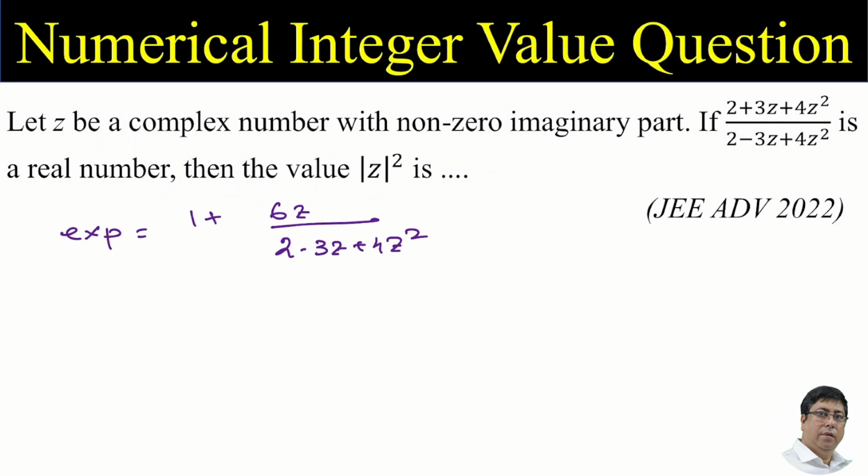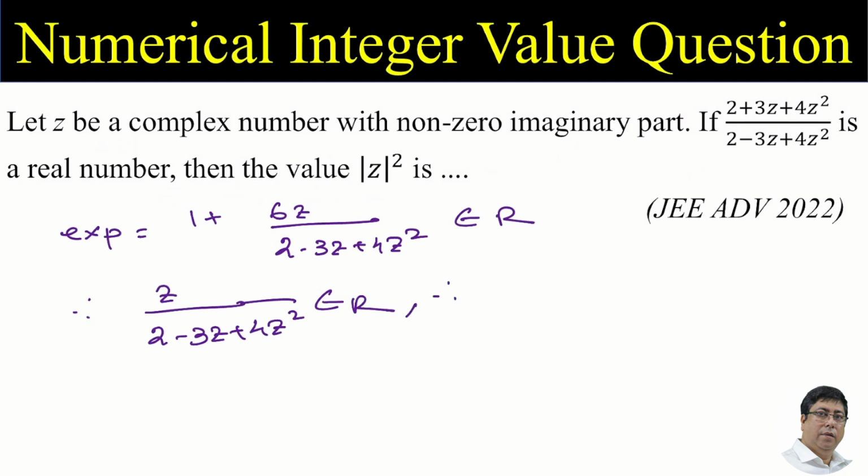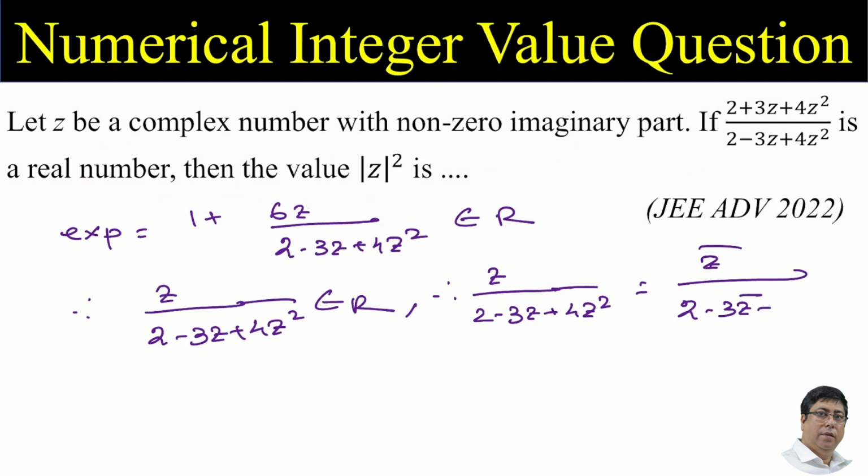So this belongs to real numbers. 1 is obviously real, so z by 2 minus 3z plus 4z square also belongs to real numbers. If any complex number is a real number, then z equals z bar, that we know. Therefore z by 2 minus 3z plus 4z square equals z bar by 2 minus 3z bar plus 4z bar square.